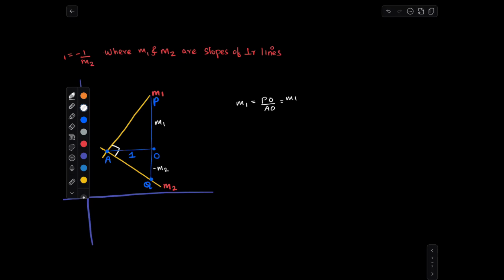Let's also examine the 2 triangles AOP and AOQ. They're both similar triangles because the corresponding angles are equal. Therefore, by way of similarity, the ratio of their corresponding sides are also going to be the same. Now, applying this property, we can see that m1 divided by 1 equals minus 1 by m2, which is exactly what we wanted to prove.